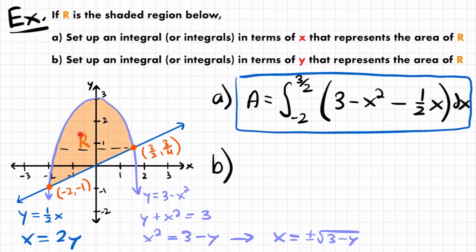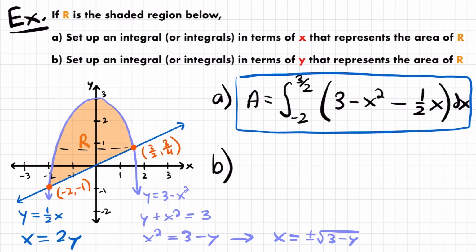Now both sections still have the same leftmost function, or the bottom function, of this parabola, but we still have a change in the rightmost function, and so because of that, we are going to need to use two definite integrals to represent the area of this region in terms of y. And so let's start with the lower region.